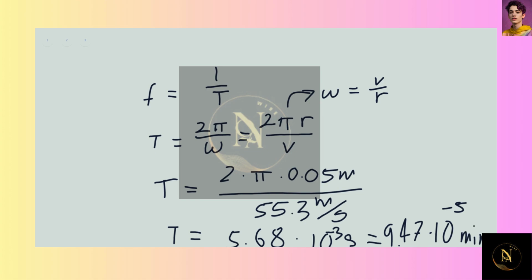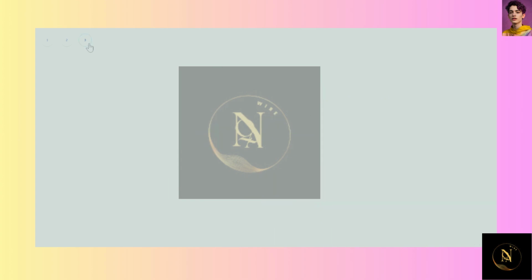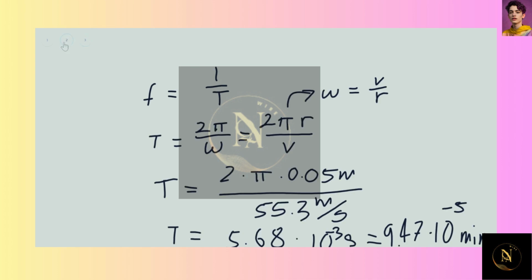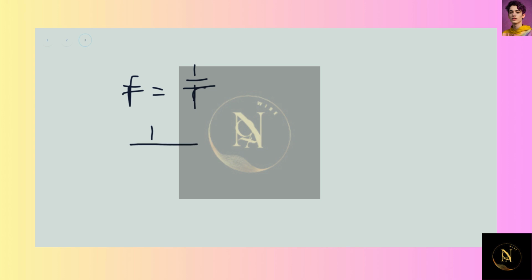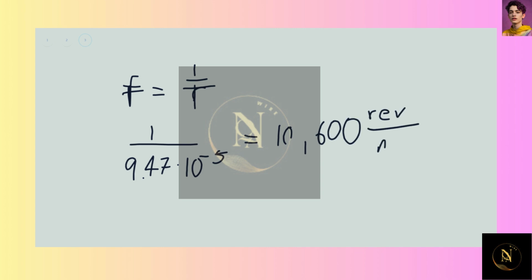Now all that's left to do is remember that we're not solving for a period, we're solving for frequency. And since f is equal to 1 over T, all we have to do is write 1 over the quantity that we just found. And that is going to give us an answer of 10,600 revolutions per minute. And that is going to be our final answer to the problem.